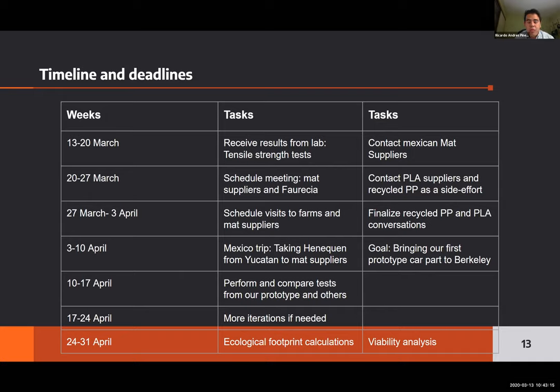An extra goal would be to use, instead of just PP, maybe recycled PP, or even PLA or PBS. Recycled PP is difficult, as you're going to see in the next slide. After coming back from the trip, we're going to do more tests to see how it compares, whether it's feasible in the end and a good product, or if we need to do more iterations.